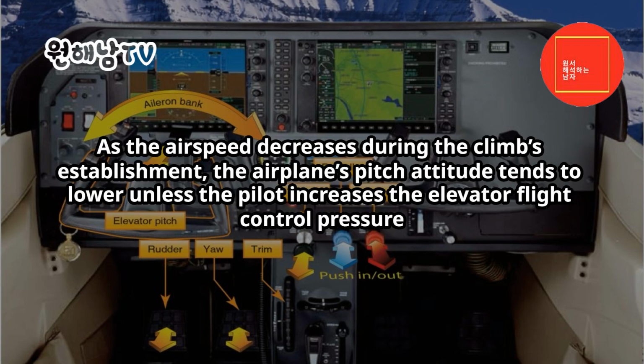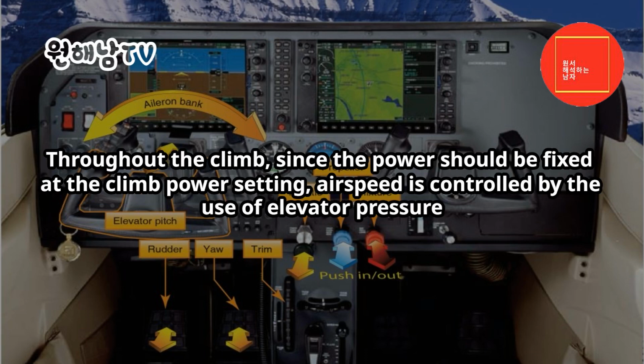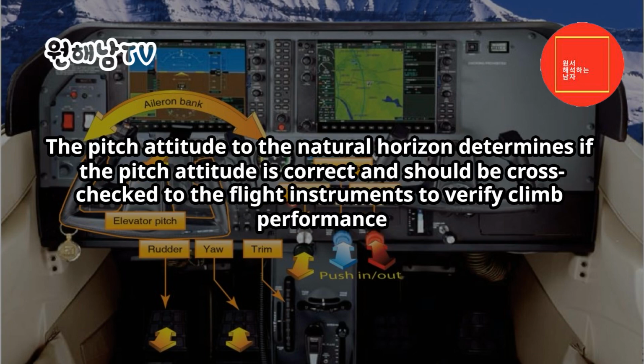As the airspeed decreases during the climb's establishment, the airplane's pitch attitude tends to lower unless the pilot increases the elevator flight control pressure. Nose-up elevator trim should be used, so that the pitch attitude can be maintained without the pilot holding back elevator pressure. Throughout the climb, since the power should be fixed at the climb power setting, airspeed is controlled by the use of elevator pressure. The pitch attitude to the natural horizon determines if the pitch attitude is correct, and should be cross-checked to the flight instruments to verify climb performance.